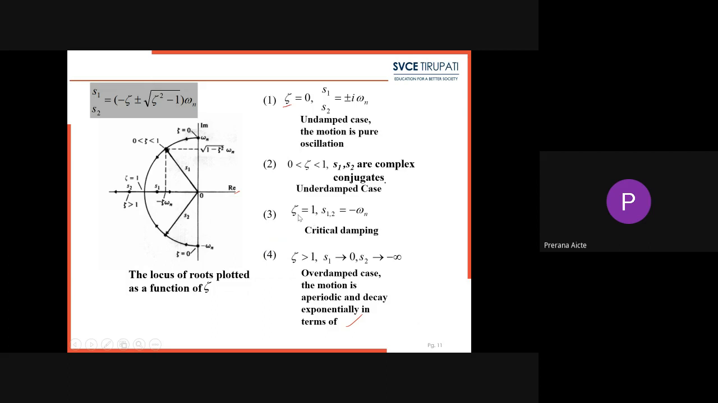If the damping factor is 1, then it is critical damping. Greater than 1, overdamping. In between 0 and 1, it is underdamped. And if it is 0, undamped case, the motion is pure oscillation. So these are the conditions we have to remember.